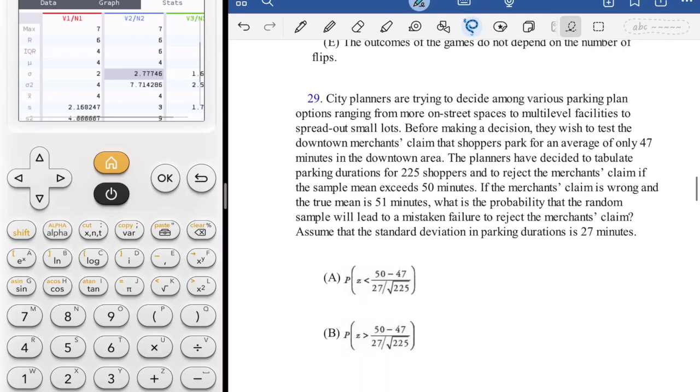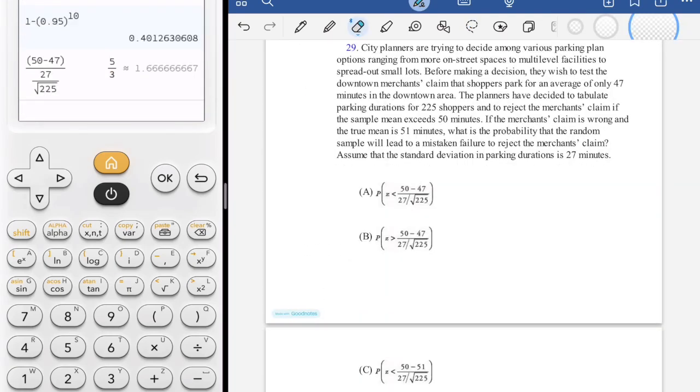City planners are trying to decide among various parking plan options ranging from on-street in comparison to multi-level and all that stuff. The merchants claim that the shoppers park for an average of only 47 minutes in the downtown area. The planners have decided to tabulate parking durations for 225 shoppers and reject the merchant's claim if the sample mean exceeds 50 minutes.